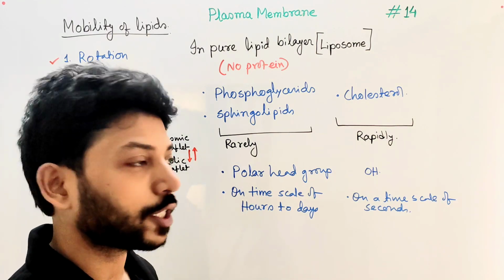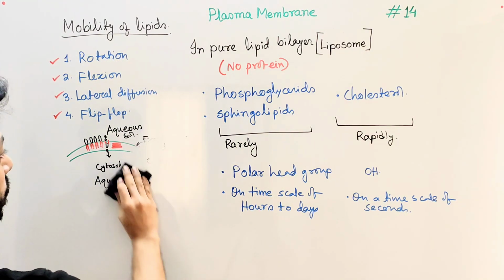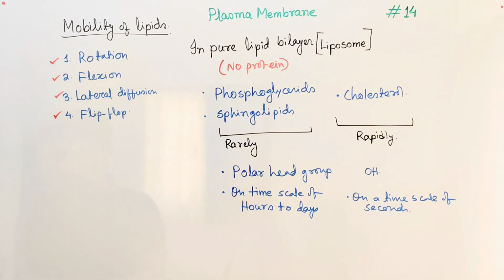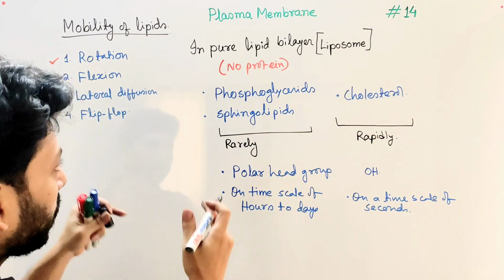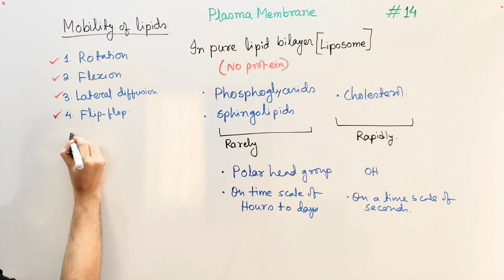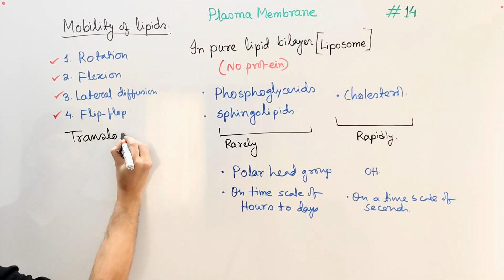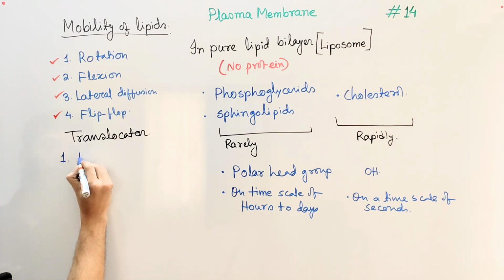These proteins are called translocators. So in the plasma membrane, there are some proteins present that help in the flip-flop movement. These proteins are called translocators. One example of this protein is called Flippase.